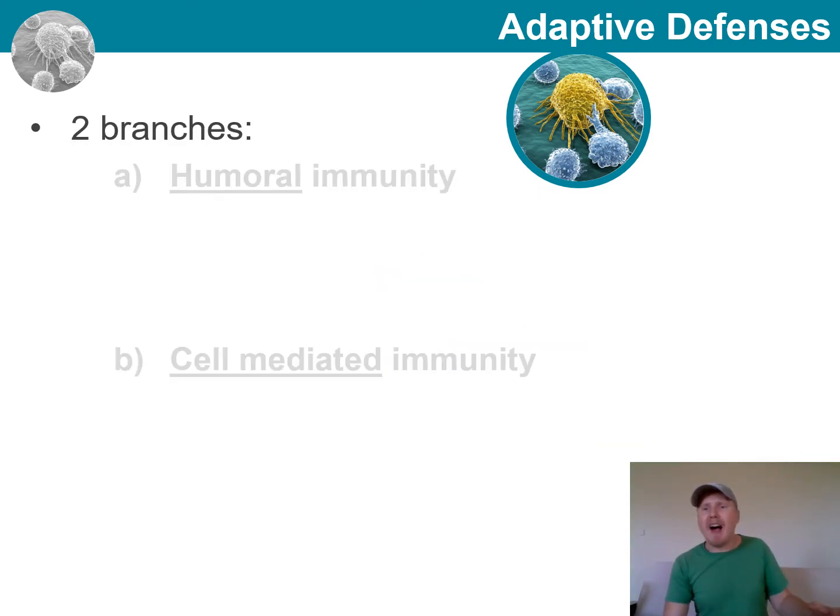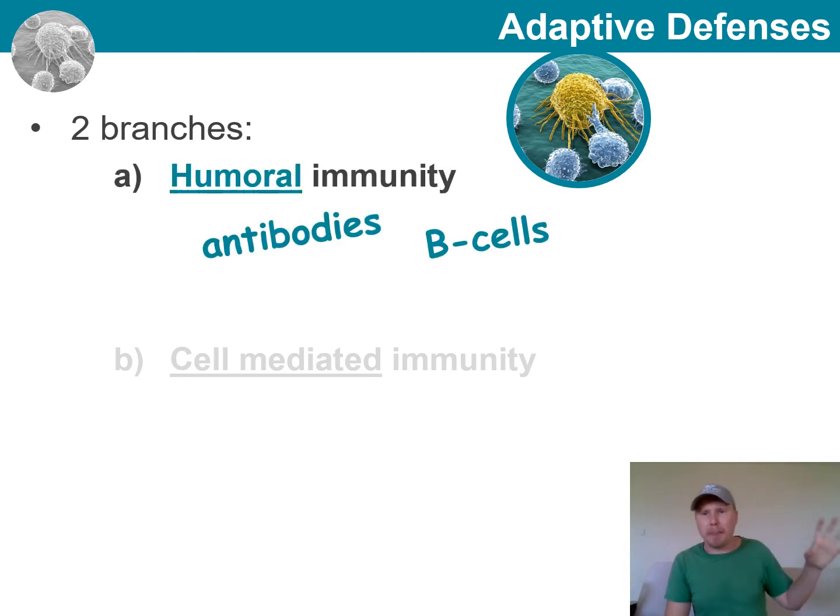And we can divide adaptive immunity into two further branches. The humoral branch uses antibodies which circulate free in the body fluids. When they find an invader, they bind to it. And this is where B cells are going to be important for us.